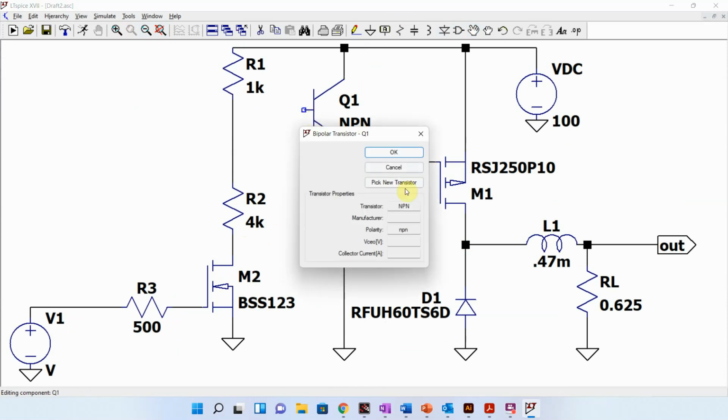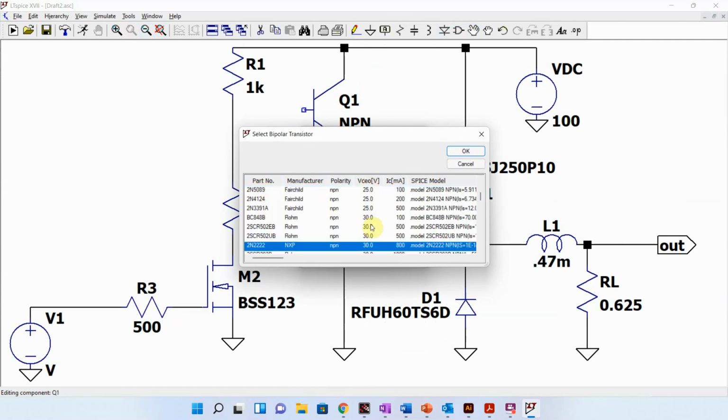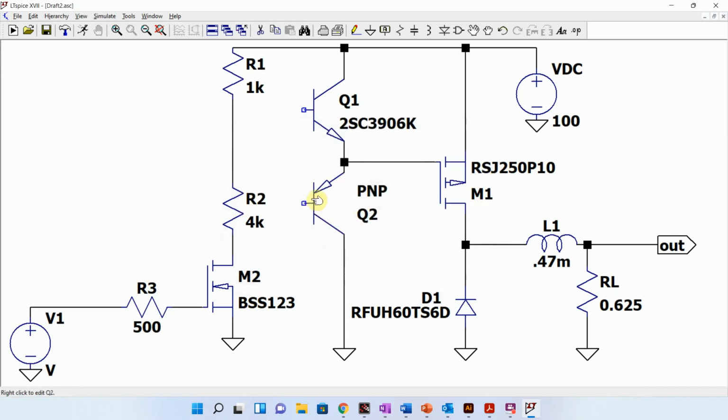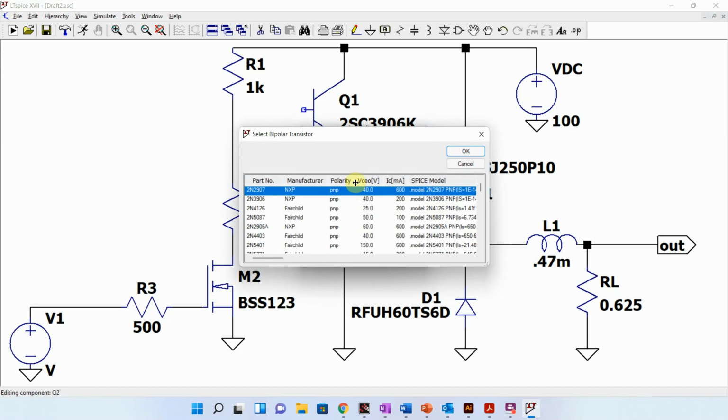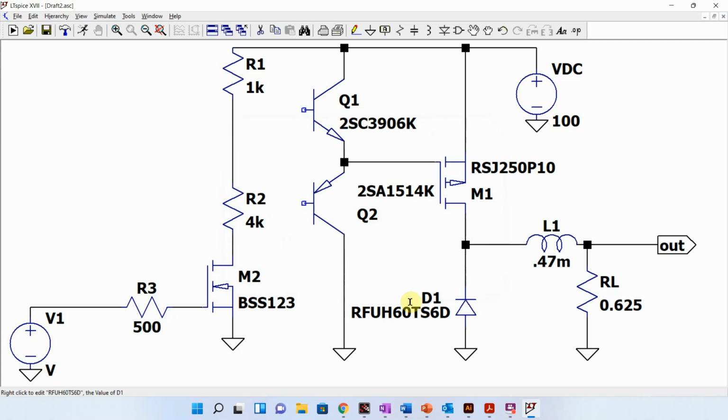Okay, so let's go grab these BJTs. And again, we can't use the standard one because they're too small. I need one that can handle 120 volts. So we'll just grab this first one here. Grab the PNP, do the same thing. Grab the first one there.